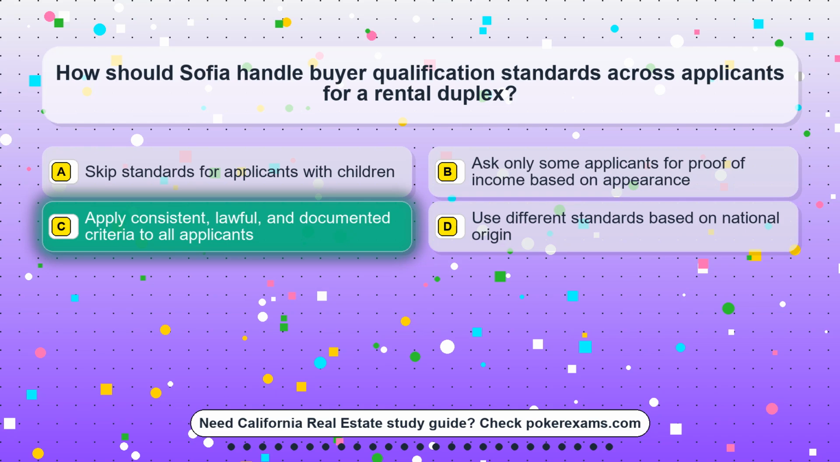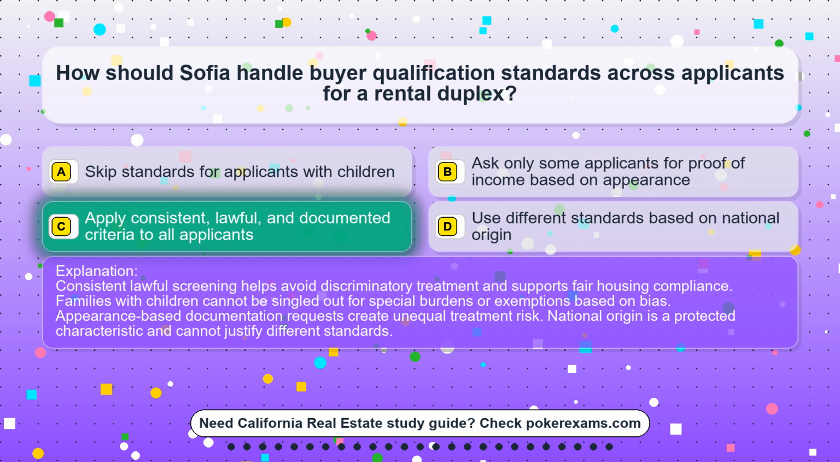The correct answer is option C. Apply consistent, lawful, and documented criteria to all applicants. Consistent lawful screening helps avoid discriminatory treatment and supports fair housing compliance. Families with children cannot be singled out for special burdens or exemptions based on bias. Appearance-based documentation requests create unequal treatment risk. National origin is a protected characteristic and cannot justify different standards.